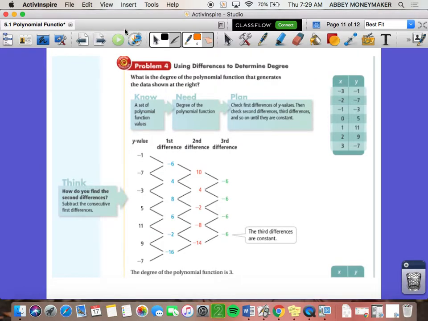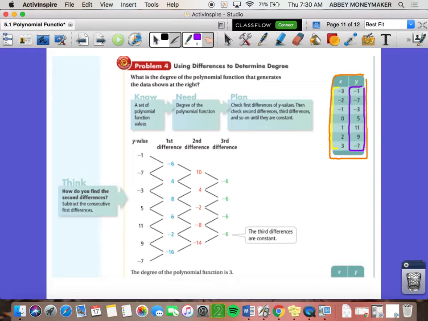So let's look at problem number 4 here. On problem number 4, it says, what is the degree of the polynomial function that generates the data shown at the right? So we're looking at this table of values here, and we notice that our x values are consecutive. So what I need to do is take my y values and find the difference in those y values until that difference is constant. I'm going to dissect this whole problem and then we're going to do another one.